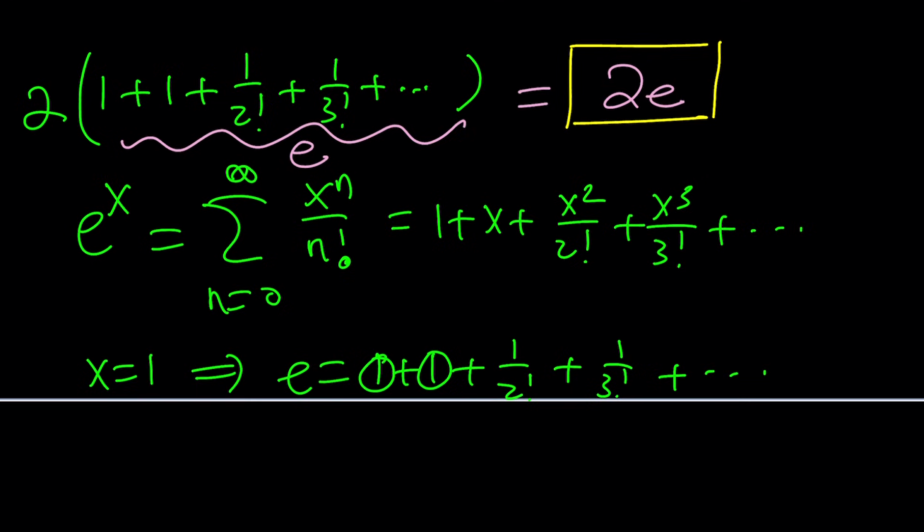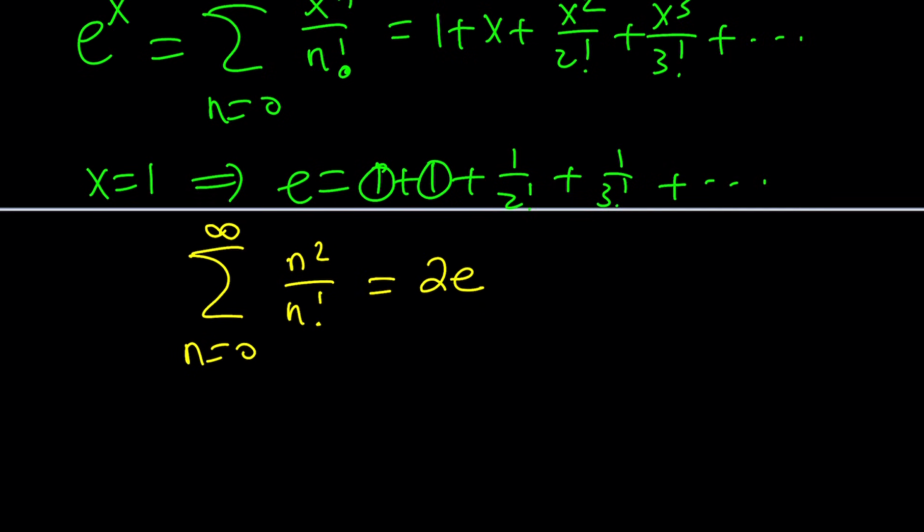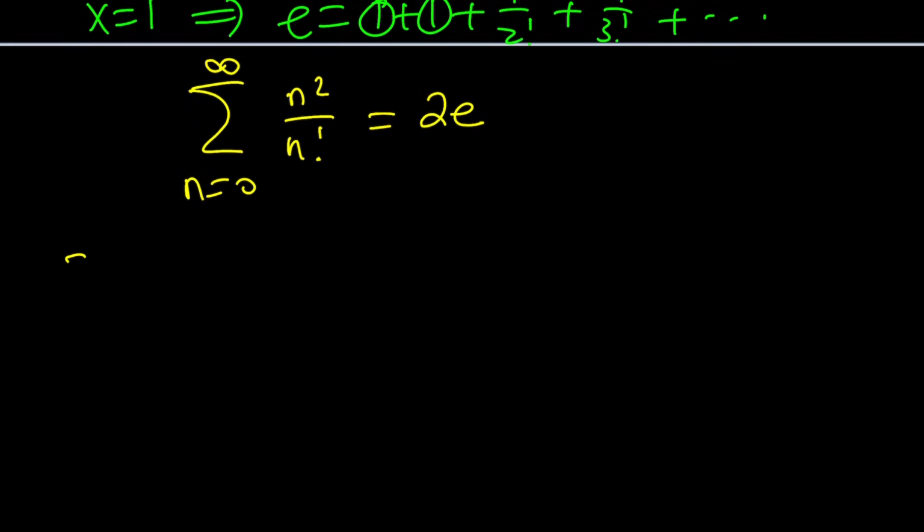Make sense? Okay. So in other words, to conclude, the first method: the sum from n equals 0 to infinity of n squared over n factorial is 2e. All right, let's go ahead and take a look at the second method, because I think you're going to find the second method very, very different.